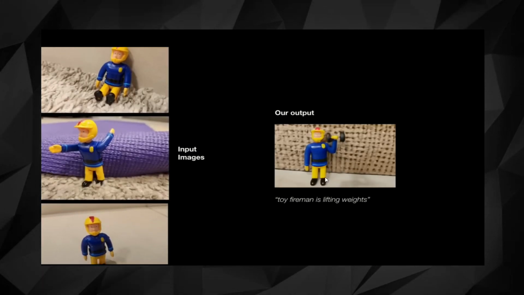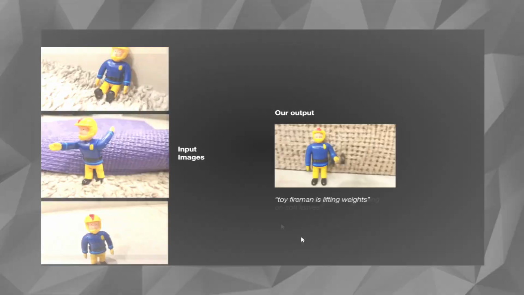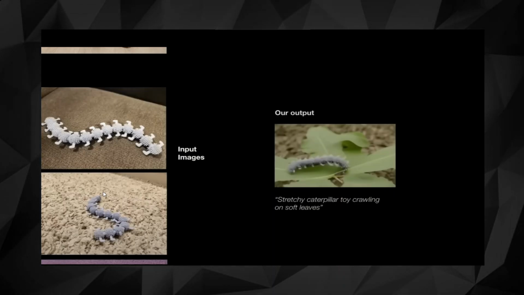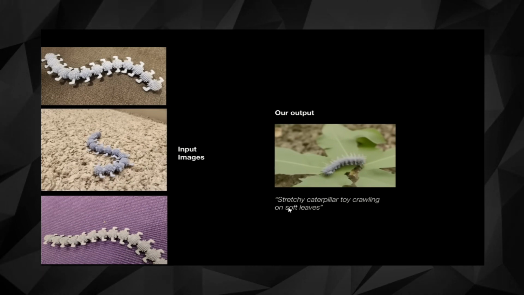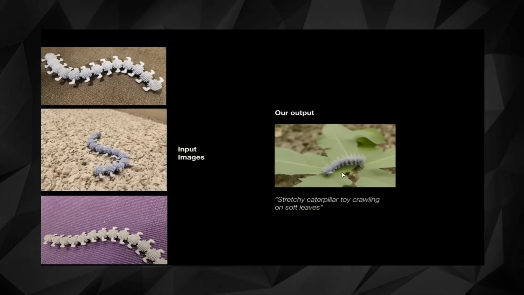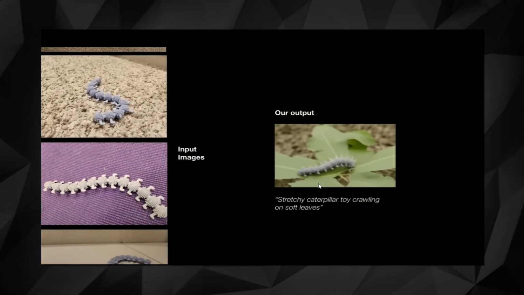Impressively, the result looks super realistic, but the icing on the cake is how Dreamix is able to maintain fidelity and temporal consistency. A similar technique was used for this demonstration, where similar images were given to Dreamix with the prompt, "A stretching caterpillar crawling on soft leaves," and it had no problems interpreting it.